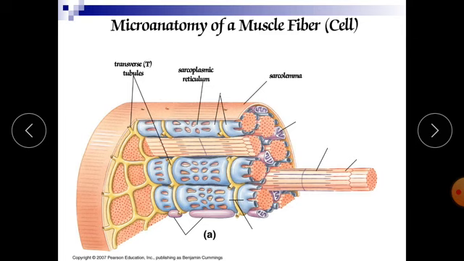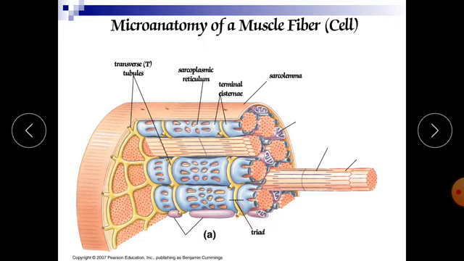Sarcoplasmic reticulum. This sarcoplasmic reticulum is responsible for the release of calcium in your muscle, and it is a fluid-filled system of membranous sacs that encircle each myofibril. The terminal cisternae are dilated sacs of the sarcoplasmic reticulum, but they lie against the T tubule. This is the triad.